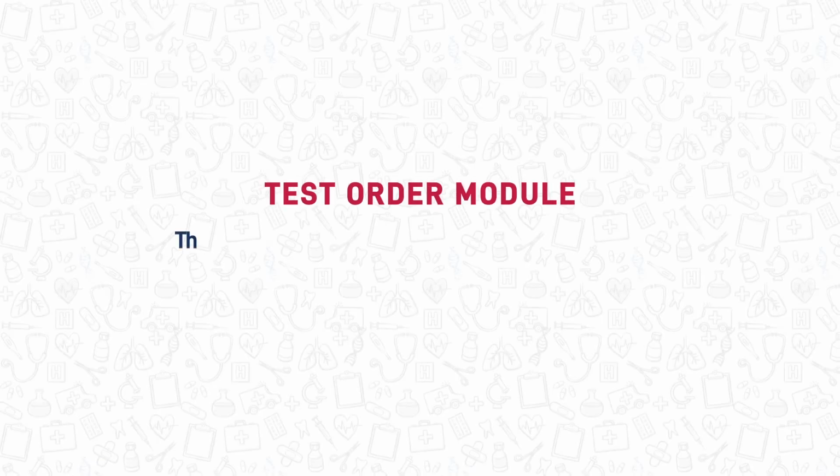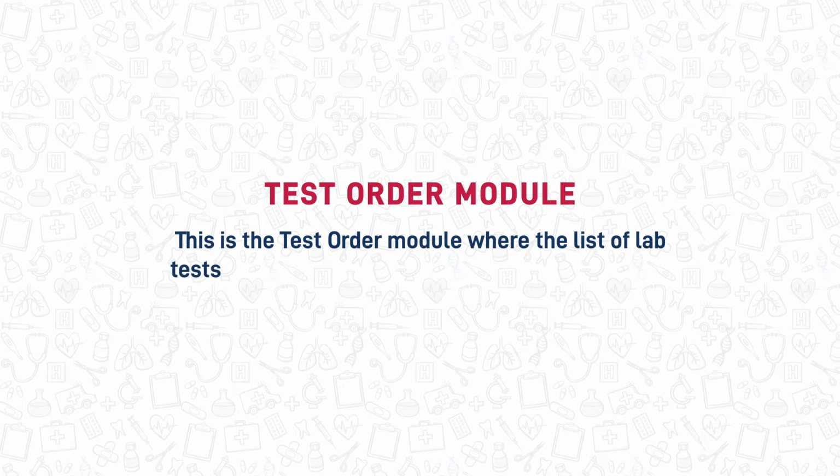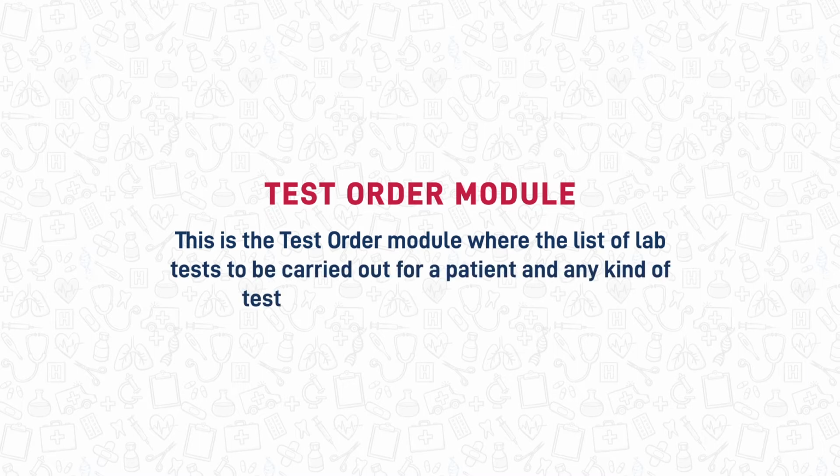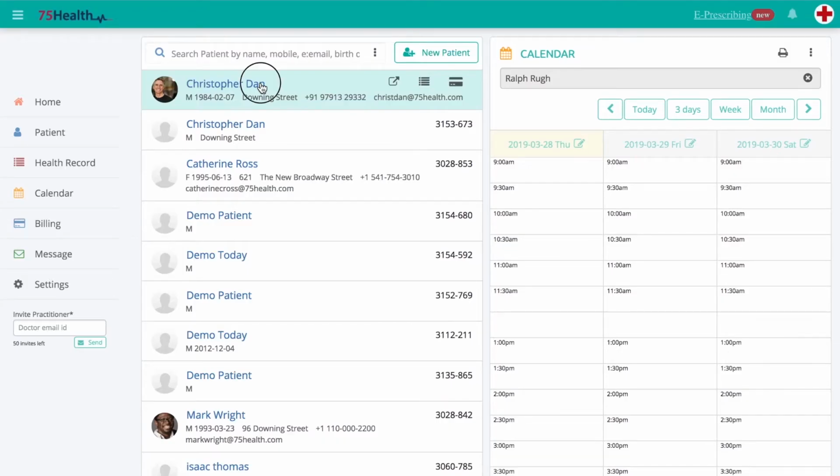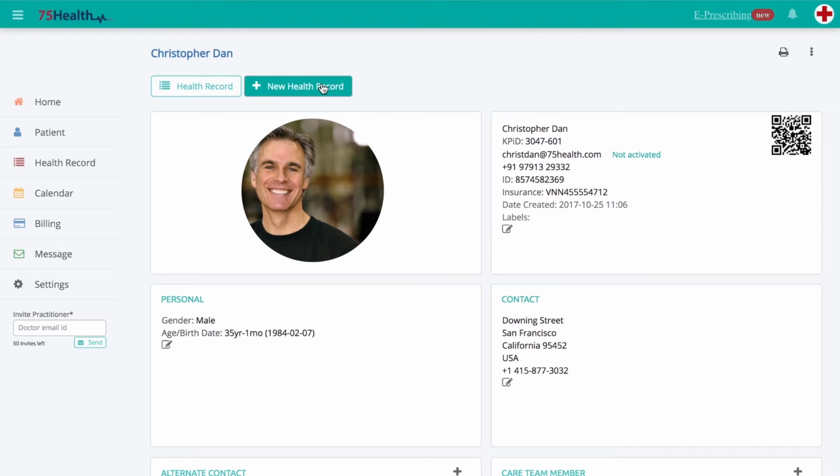Test order module. This is the test order module with a list of lab tests to be carried out for a patient, and any kind of test for the patient can be recorded. Log into your account, select the preferred patient from your patient list and click on New Health Record and navigate to the test order module.